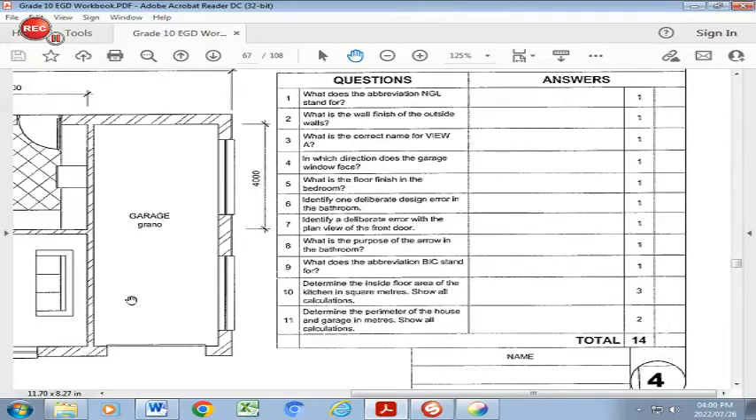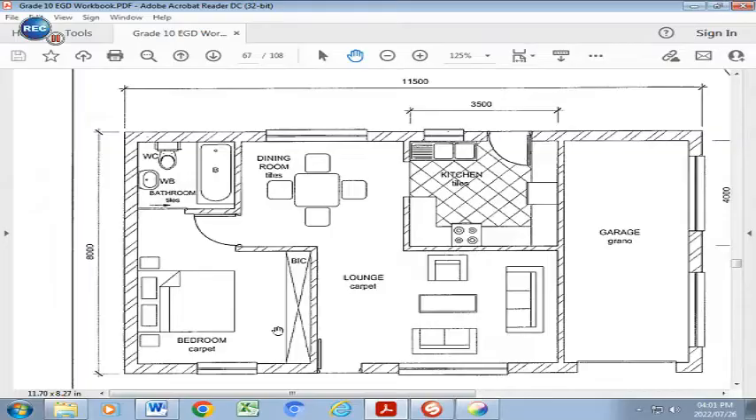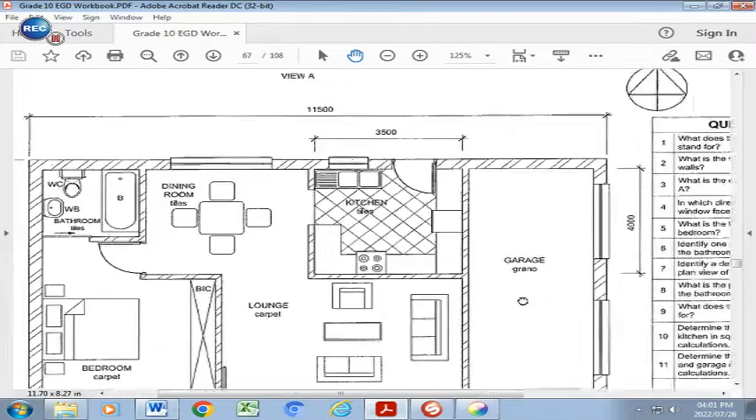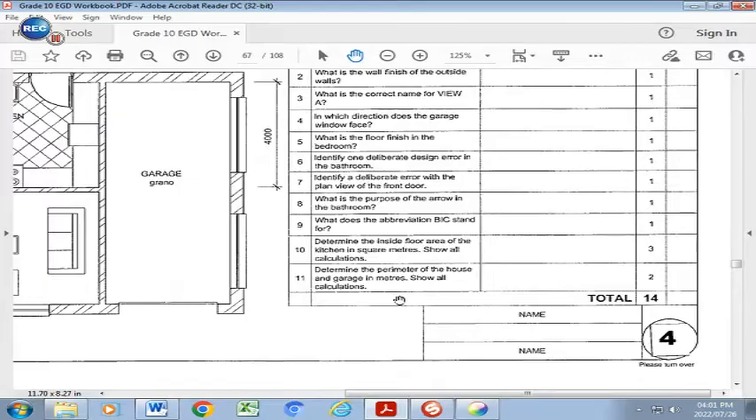Number 9, what does the abbreviation BIC stand for? You will find it in the bedroom here. That would be built-in cupboards. It's also indicated by the diagonal lines. Built-in cupboards.